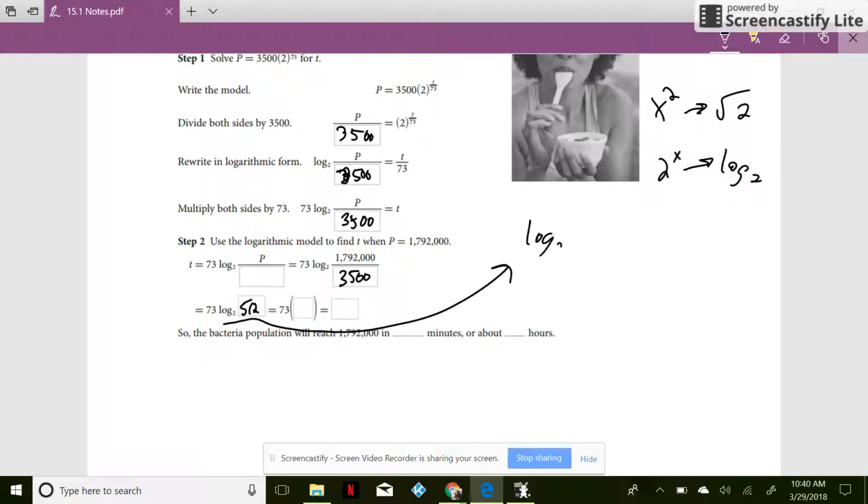So we'd say log base 2 of 512 is equal to y. So circling around, 2 to the y is equal to 512. You can figure out what that power is. It ends up being 9. So log base 2 of 512 is 9. We'll plug that in. 73 times 9 would be 657, it looks like. So in 657 minutes, the colony reaches that population, and that's about then 7 hours. Sorry, 11 hours. Ooh, 11 hours.